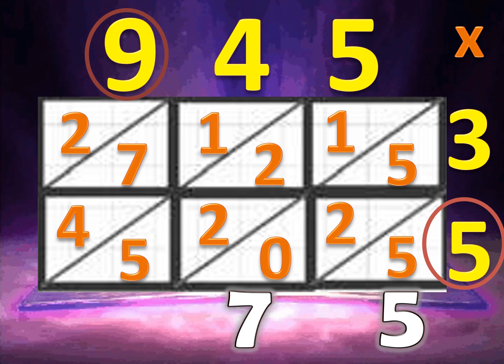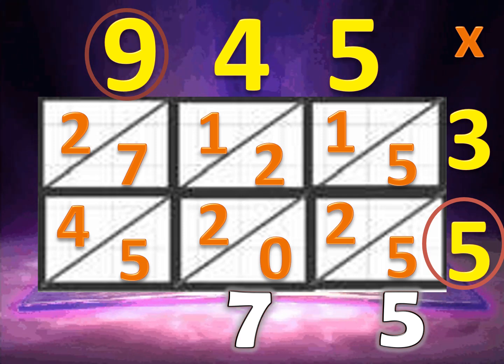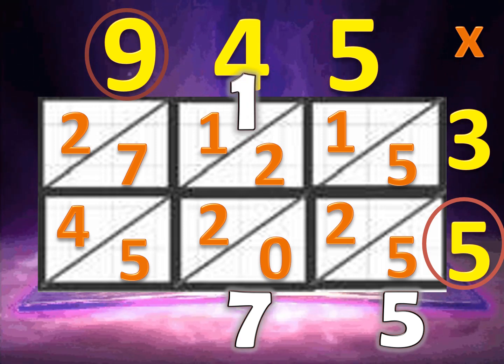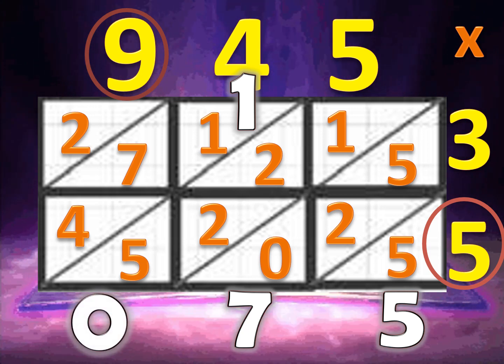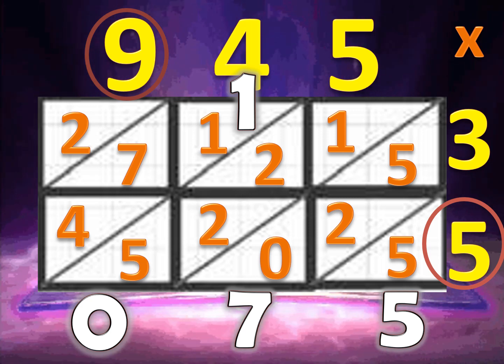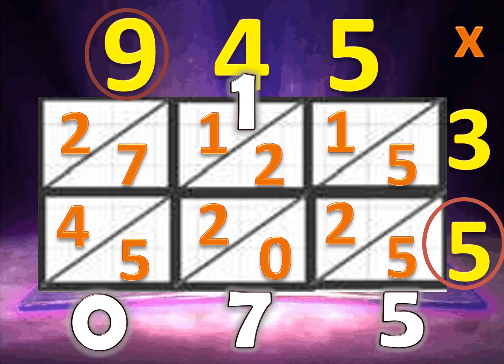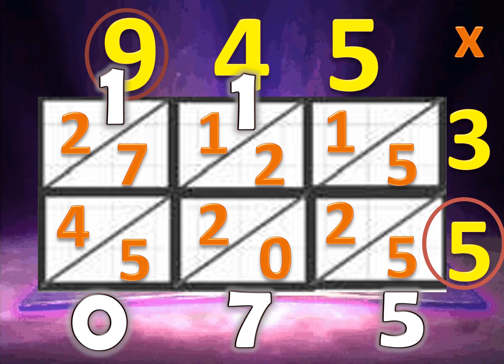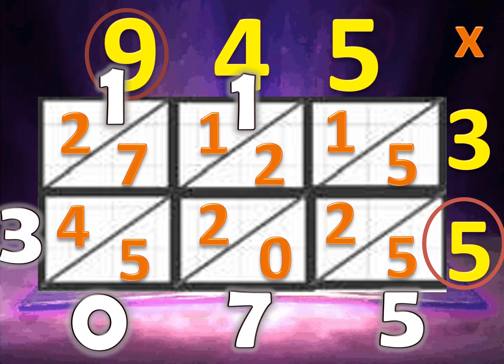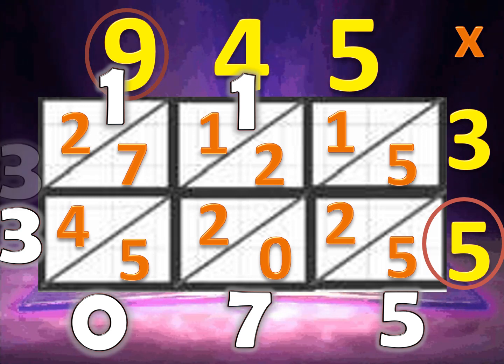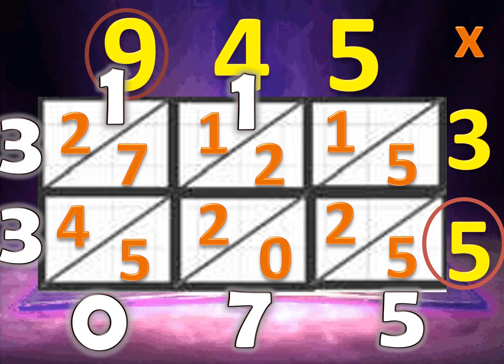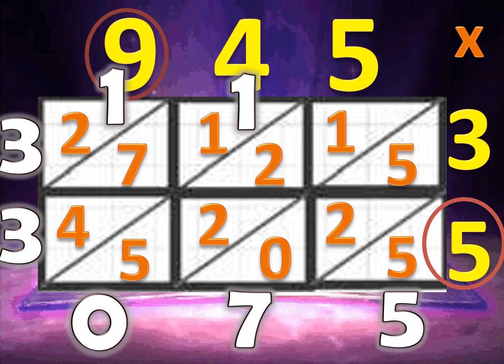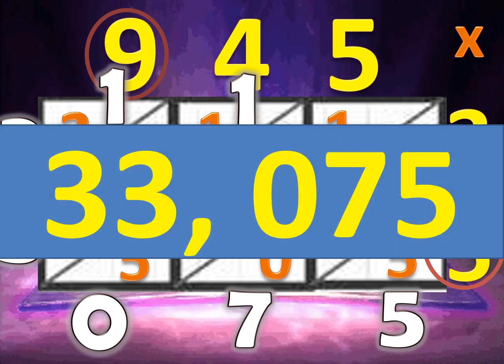And for the next diagonal, 1 plus 2 plus 2 plus 5 equals 10. So 10 is the regrouping number. So you need to write 1 for the next diagonal line and 0 below. Now, 1 plus 1 plus 7 plus 4 equals 13. 13 is more than 10. So you need to regroup this one. You need to write 1 for the next diagonal line and 3 below. For the last number to be added is 1 plus 2 equals 3. So the final product of 945 times 35 is 33,075. You can read this one counterclockwise.